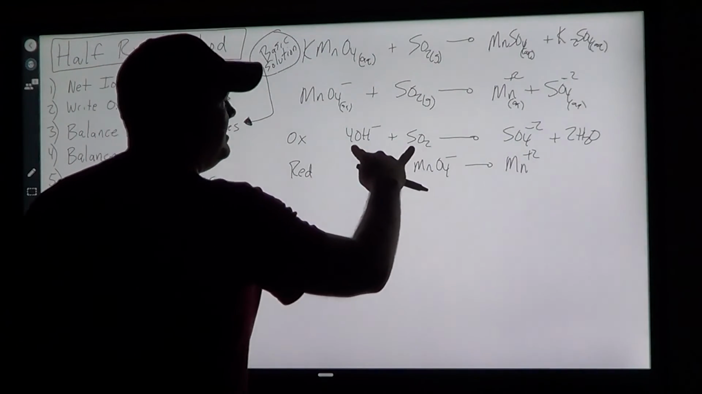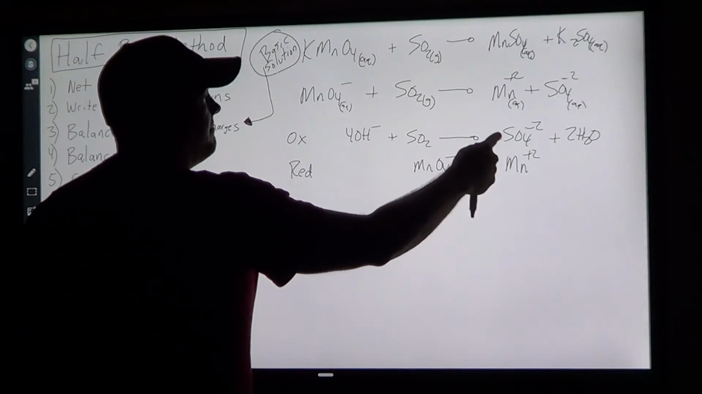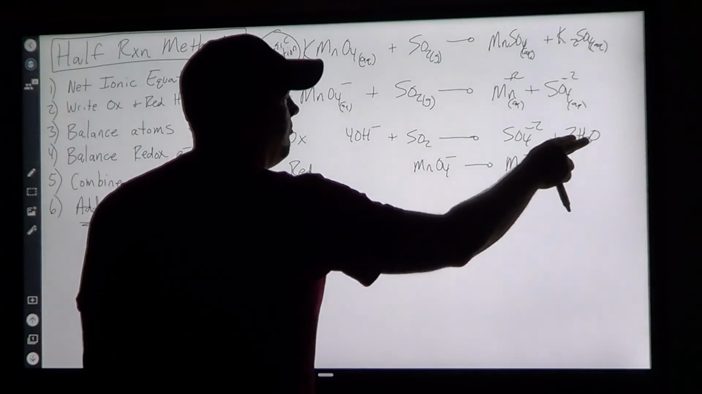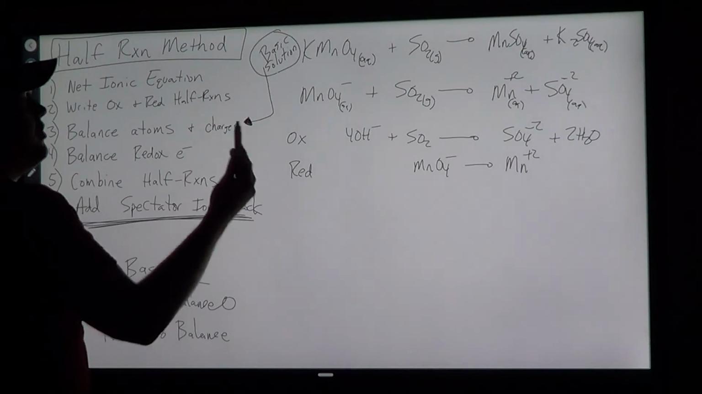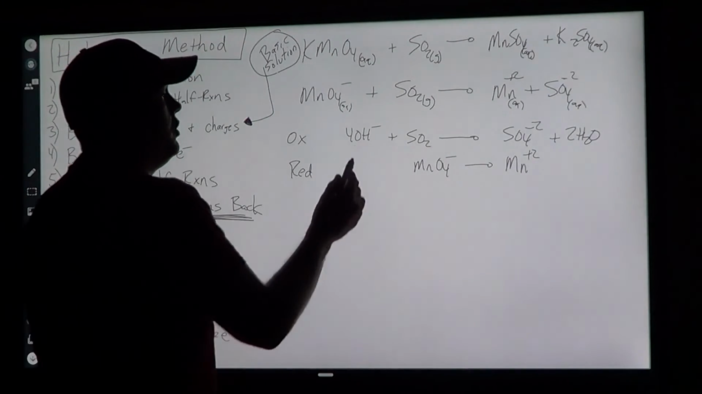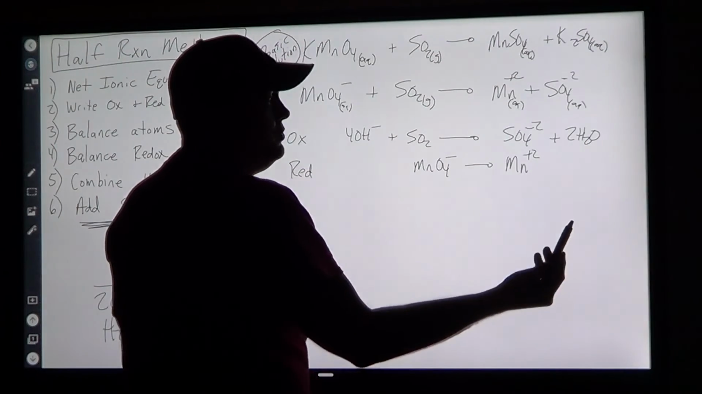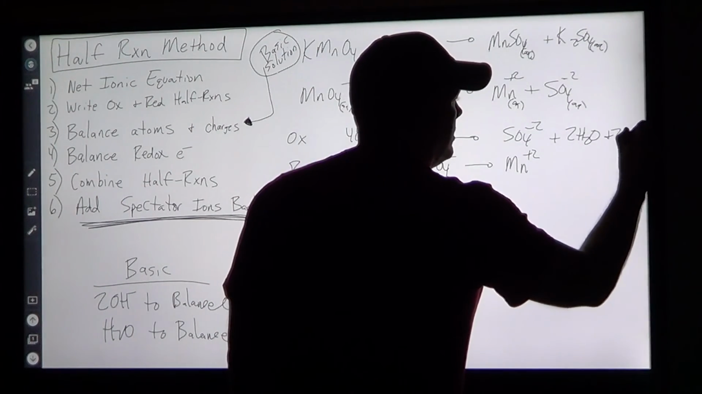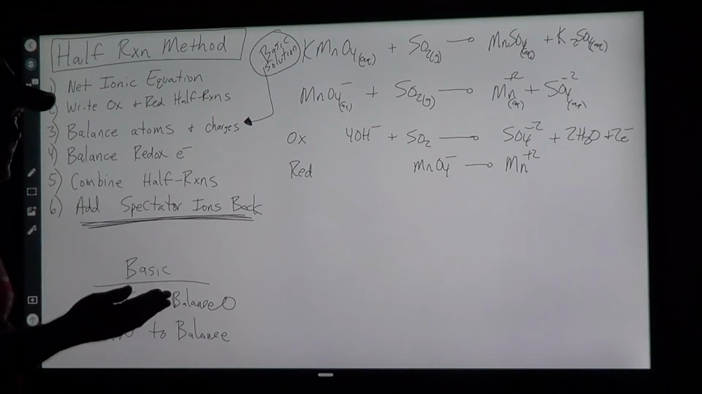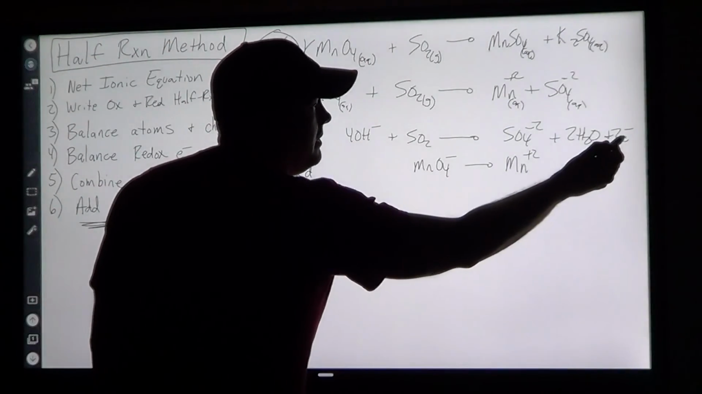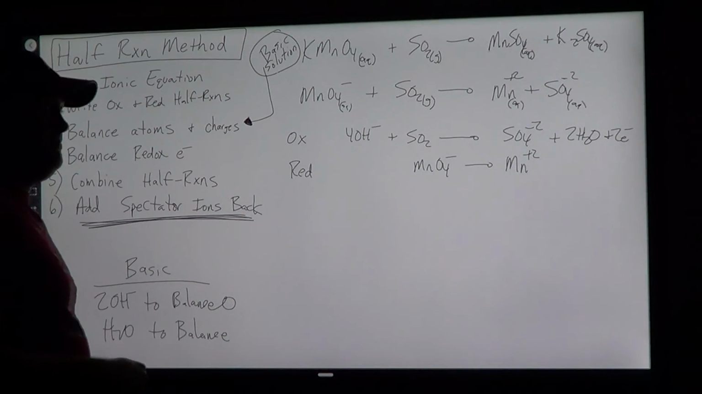So we now have 6 oxygens on the left, 6 oxygens on the right, 1 sulfur, 1 sulfur, 4 hydrogens, 4 hydrogens. Our atoms are balanced, but our charges are not. So currently the left side has -4, the right side has -2, which means we need our 2 electrons to come out on the right hand side. And you'll notice that's the same number that we got when we did it in an acidic solution.